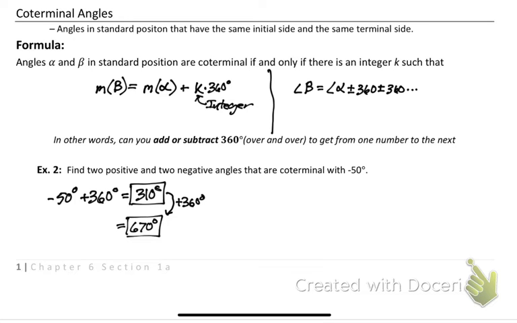It also asks for 2 negative angles. So what are we going to do to get to the negative angles? We're just going to subtract 360. We'll start back at negative 50 and subtract 360 from that. So we should have negative 410 degrees. And then we'll subtract 360 again, and we'll get negative 770. Degrees, are we okay with degrees?